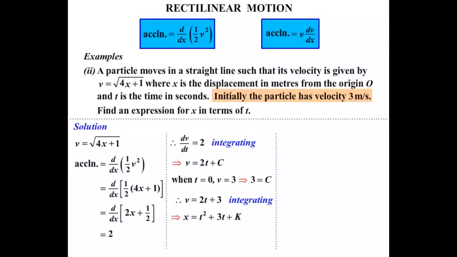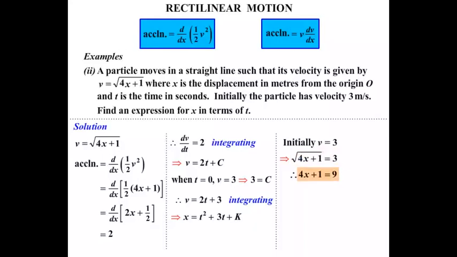Now what else have we got? We're told initially the particle has velocity 3 meters a second. So initially v equals 3. But where are we going to put that? We're going to put that way back in the original velocity equation. So if v equals 3, we get that the square root of 4x plus 1 equals 3. Now to get rid of the square root, let's square both sides. We end up getting that 4x plus 1 is equal to 9.